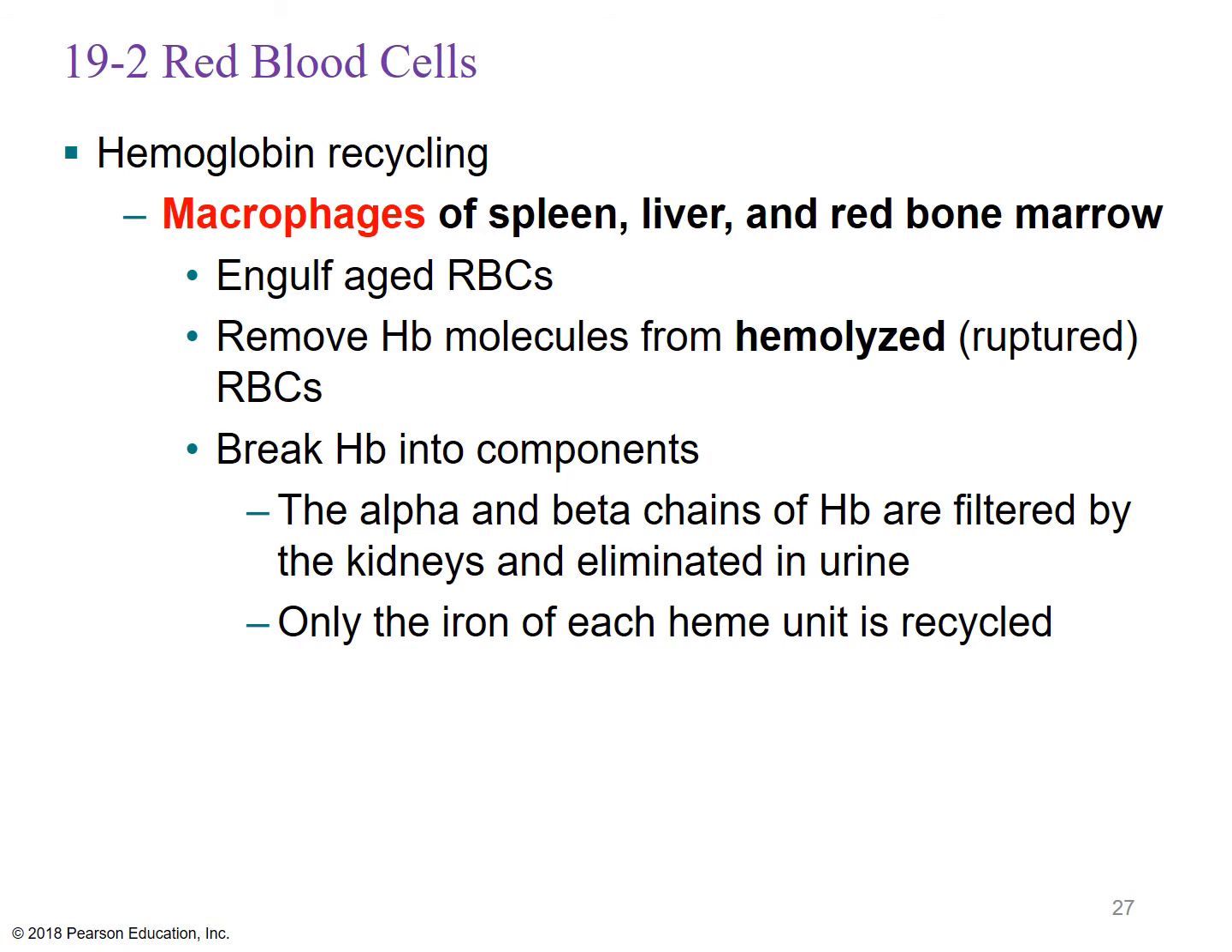So the alpha and the beta chains of the hemoglobin are going to be filtered by the kidneys and then eliminated in the urine, but highlight this, the iron of each heme unit is going to be recycled. We are going to keep the iron because it is going to be, of course, that integral component of that hemoglobin.